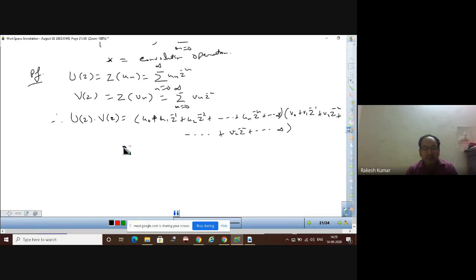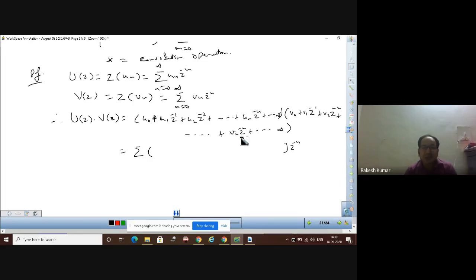This is the multiplication, so we can multiply the terms. Whenever the terms are multiplied, the first term u_0 can be multiplied with v_0. So ultimately, when you multiply the terms, what should we have? We should write down the coefficient of z raised to power minus n, because we have to write down the multiplication in terms of a series. You need to write down the coefficient of z^(-n) after multiplication.